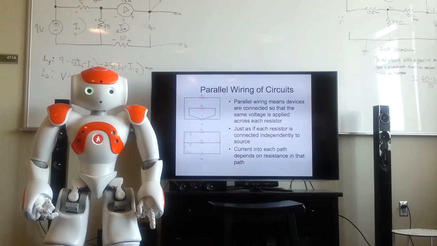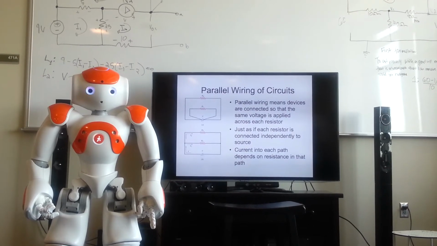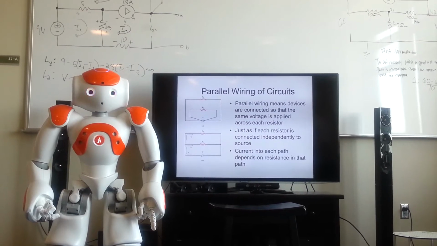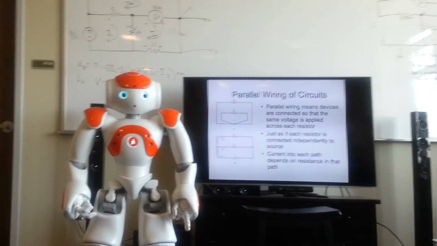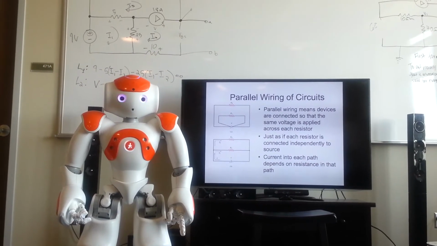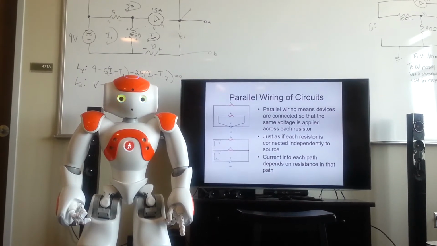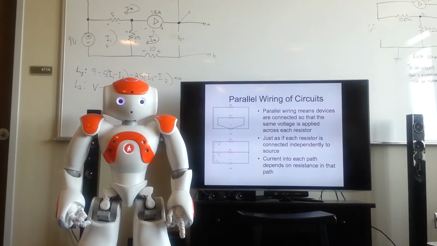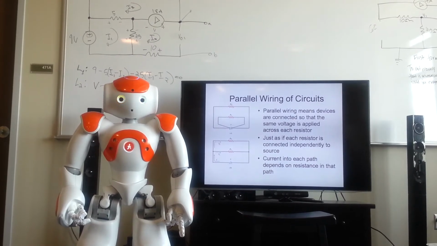Parallel wiring, as shown above, means that the same voltage is applied across each resistor. This means that the resistors in each branch act as if the other branch does not exist. To find the current through the resistor, simply ignore the other branch and use the voltage across the resistor and the resistance of the resistor to find the current.